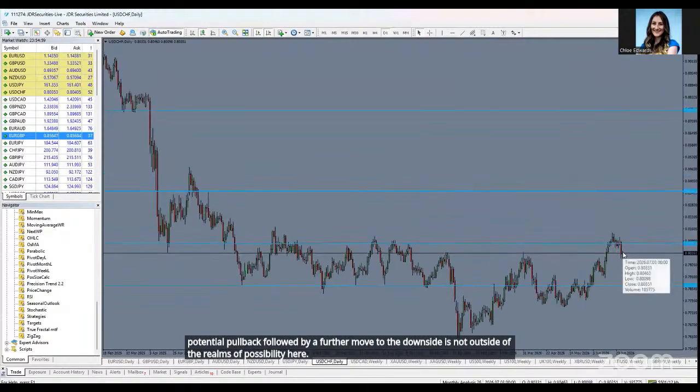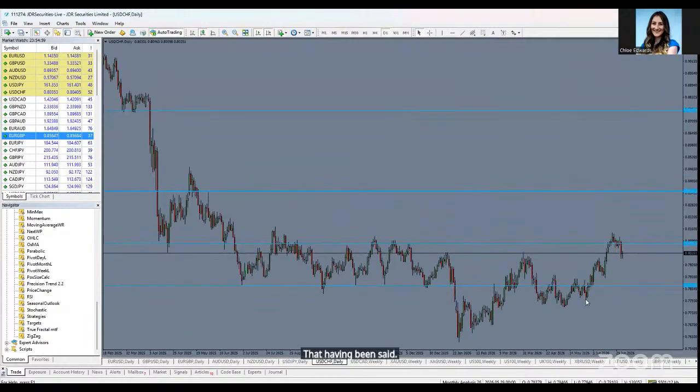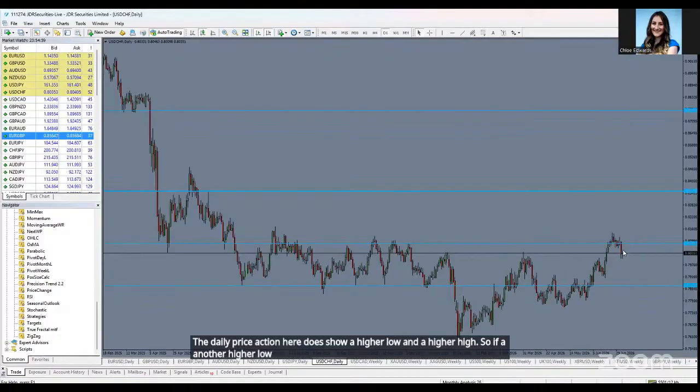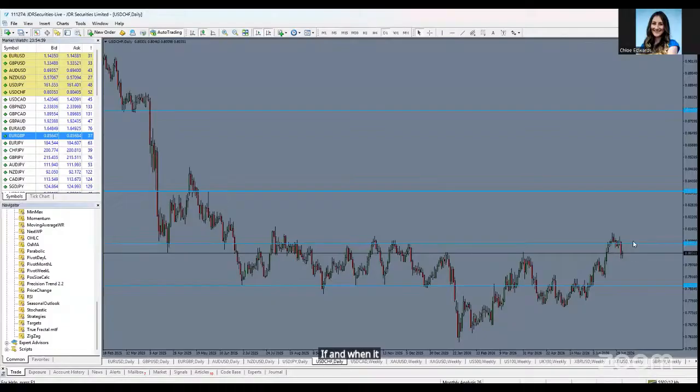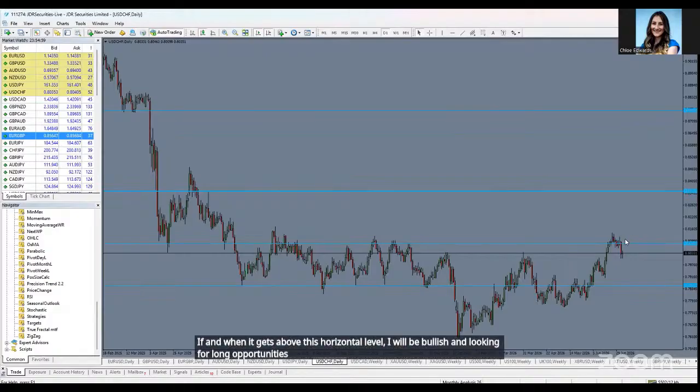That having been said, the daily price action here does show a higher low and a higher high. So if another higher low forms here and price moves back up to the upside, if and when it gets above this horizontal level, I will be bullish and looking for long opportunities because then I see the next place that it could go would be up at this next horizontal level here.